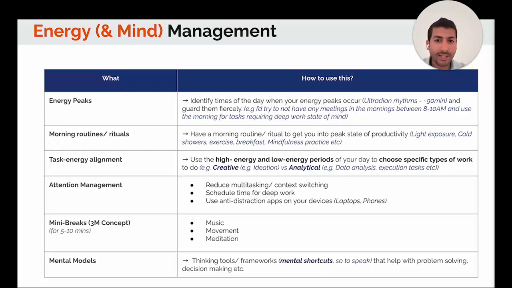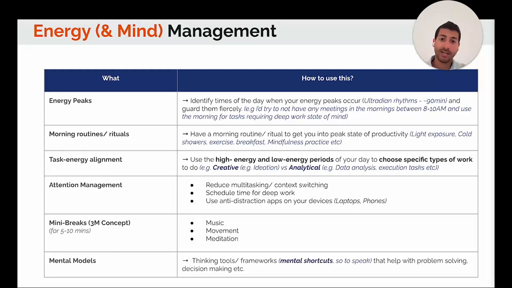The next one is task energy alignment. And we spoke about this when we looked at energy peaks, so I'm not going to go into it again. And after that, we have attention management, right? And this, again, borrows from the concept of attention residue that we looked at in the principles slides. And the idea is just to not try and multitask. You want to avoid constant context switching if you can help it. And I know it's not easy in a PM's day-to-day, but you want to be conscious about it and try to do it as much as possible.